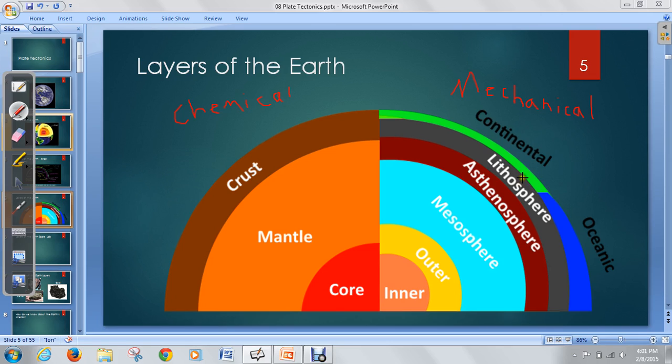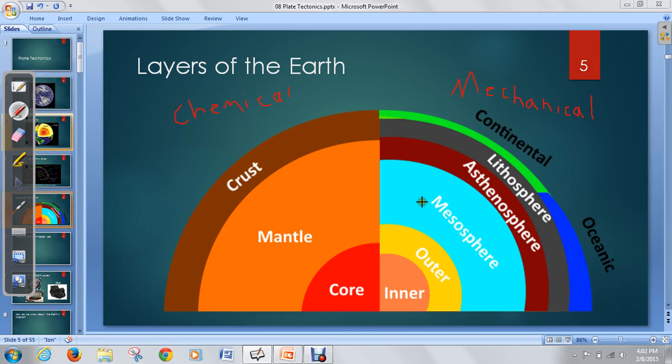So we have these three layers combined, the continental, oceanic, and lithosphere, that make up the crust. They're very similar chemically, but mechanically they have very different functions. Then we have the asthenosphere in the mantle, which is almost like a putty or a plasticky consistency. It's not quite a liquid, but it's not quite a rigid solid. This allows heat to move through this layer better than if it was just a solid. Then we have the mesosphere, which is a large chunk of the mantle. And then we have the outer core and the inner core.